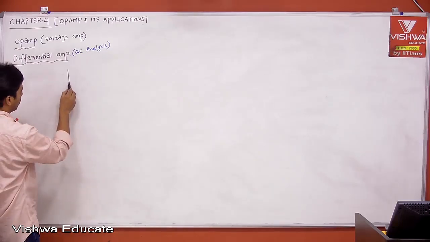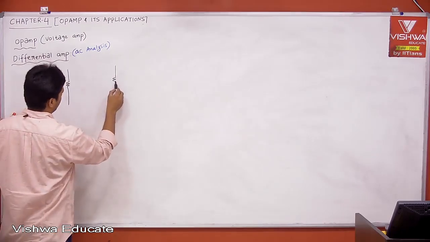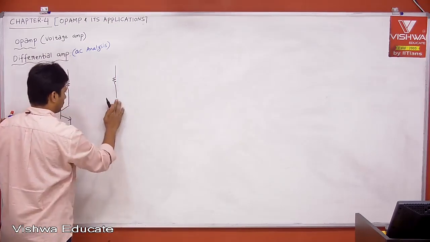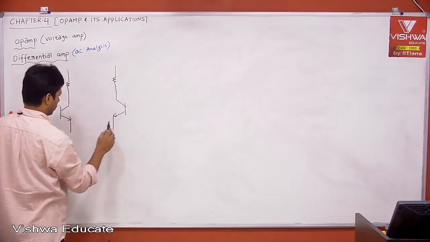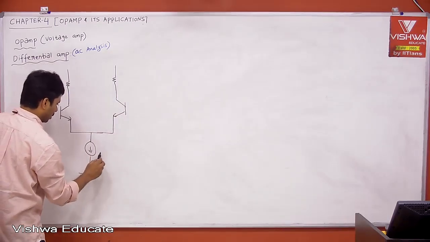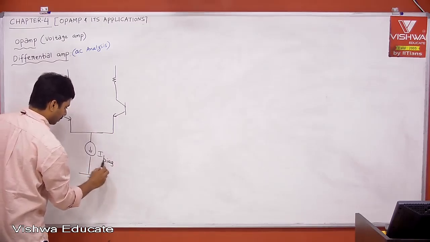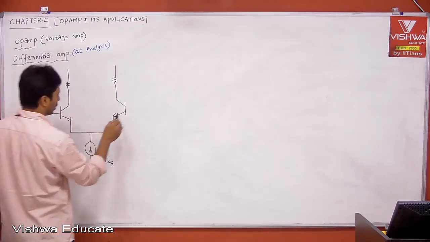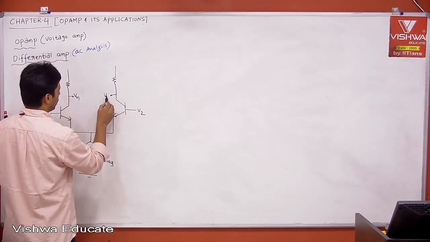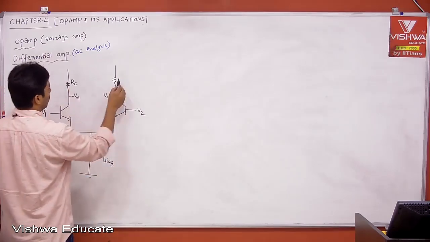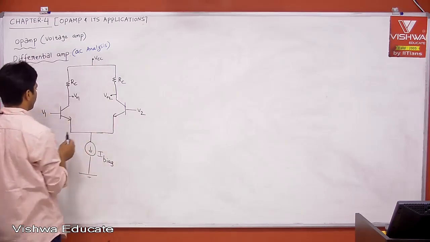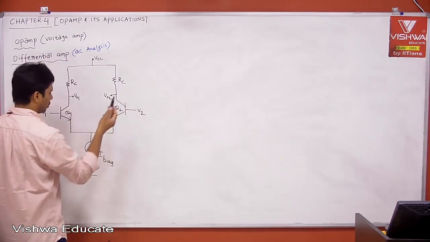Now, if you see here, this is I bias, right? This is V1, V2, V01, V02, RC, RC, and this is VCC. Okay. Now transistor 1, transistor 2.